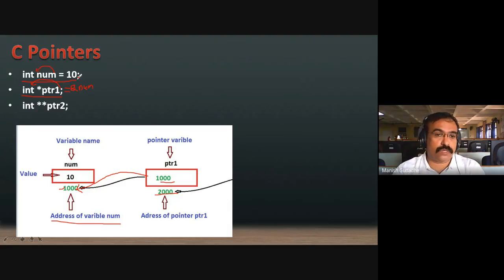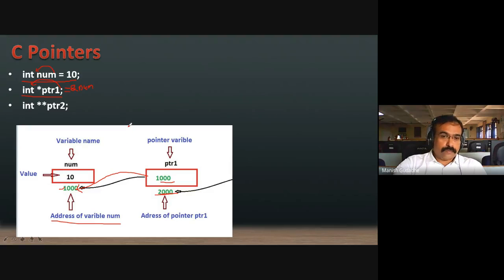So ptr1 will hold the address of a variable which is of type integer. That's why it is called an integer pointer, a pointer pointing to an integer. Okay, so it is going to happen this way. The address of pointer ptr1 is 2000. The value of ptr1 is 1000, which is the address of num.